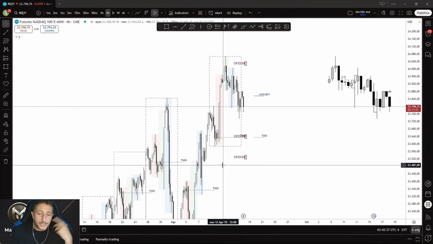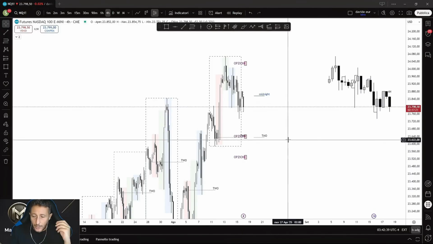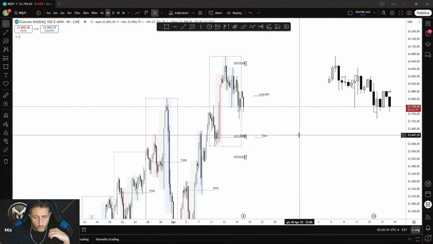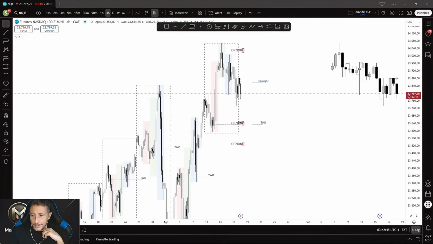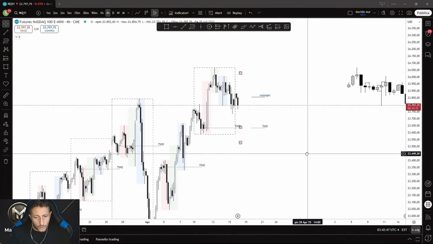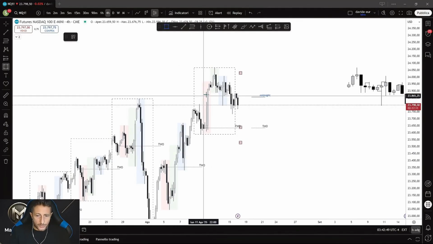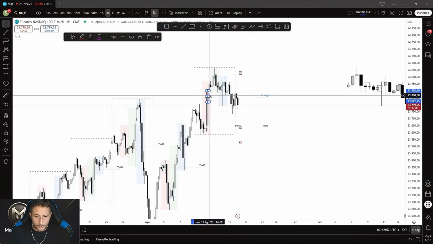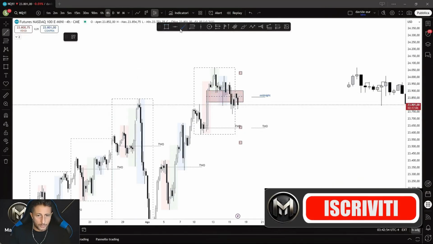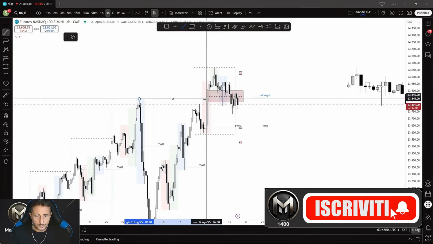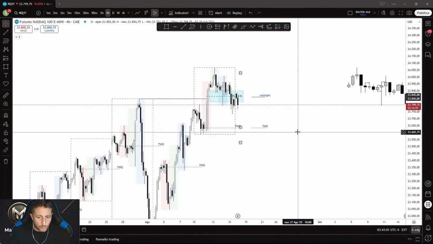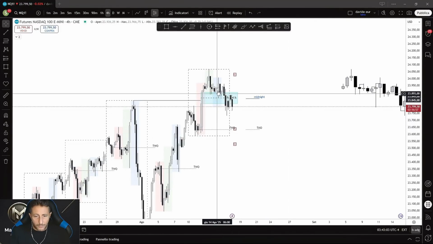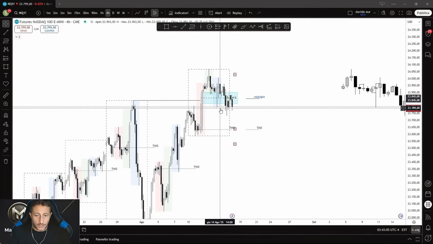Here we are, guys. We're on the Nasdaq and today is Monday, August 18th. The first thing we're going to do is start with a 4-hour chart. On the 4-hour chart, we can see how this very important fair value gap from the breakout at this high has been reversed. I mean, it hasn't been completely reversed, but still, here we had a wick, and here we managed to close.